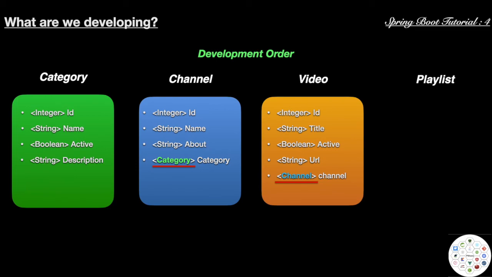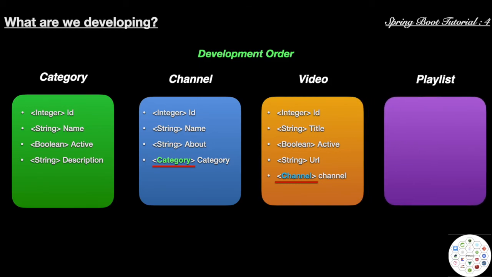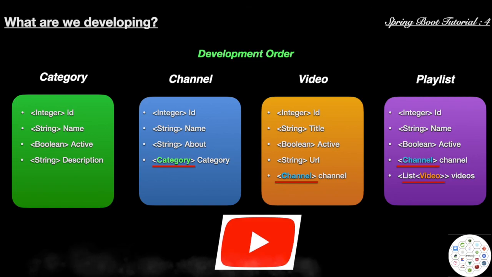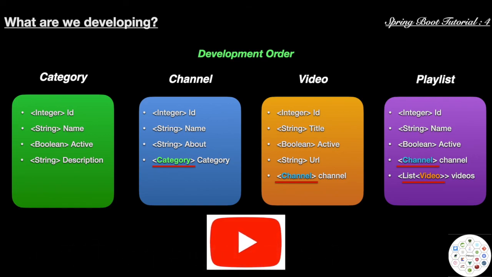So the last component that we have in this course is the playlist. It will contain integer ID, string name, boolean active, channel that we have created earlier, and the list of videos that we have created earlier as well. And for storing the videos, we will use YouTube for that. So let's get started.